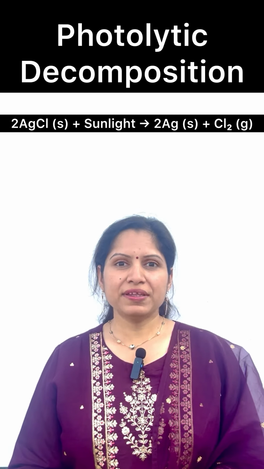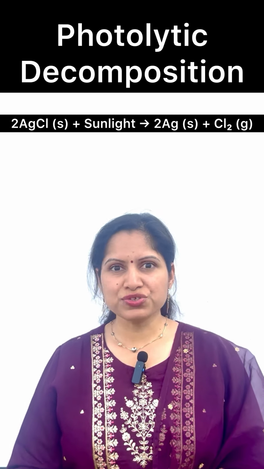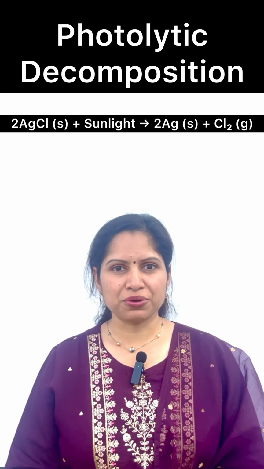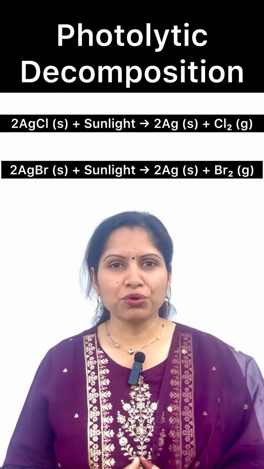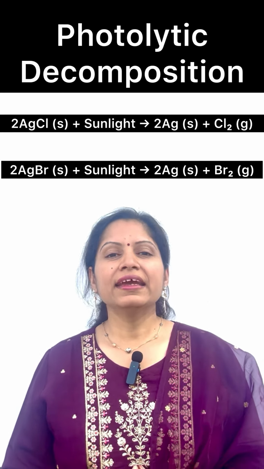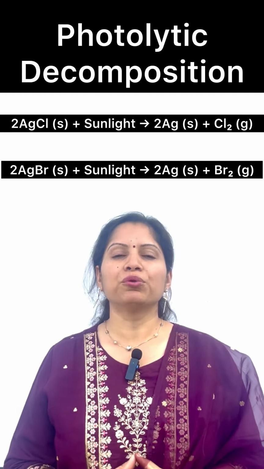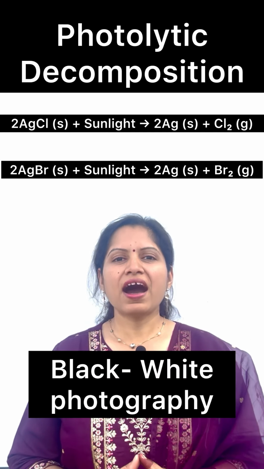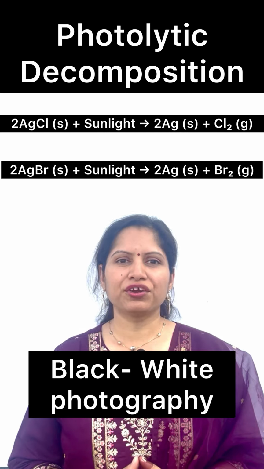For example, when silver chloride is exposed to sunlight, it forms silver and chlorine gas escapes out. Similarly, when silver bromide is exposed to sunlight, it gets converted to silver and bromine. Both these, silver chloride as well as silver bromide, are used in black and white photography.